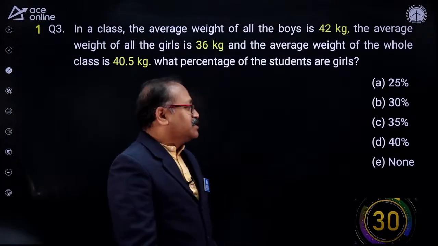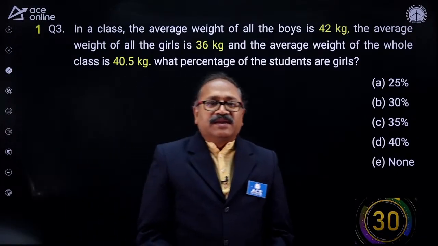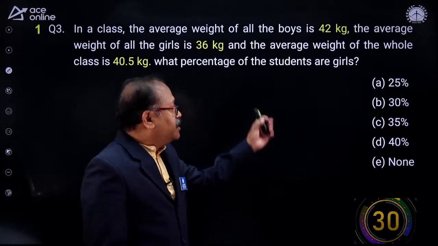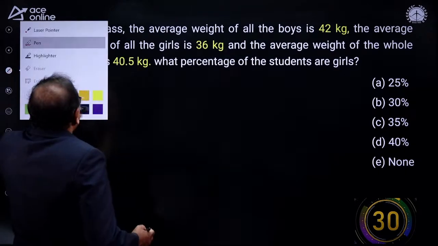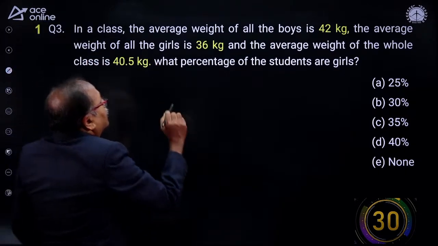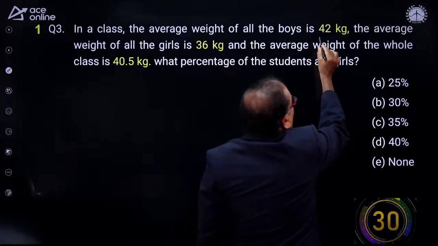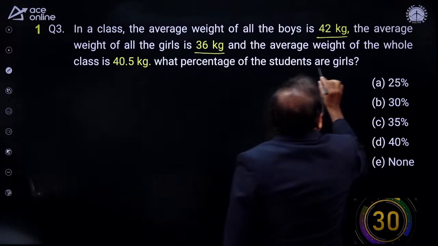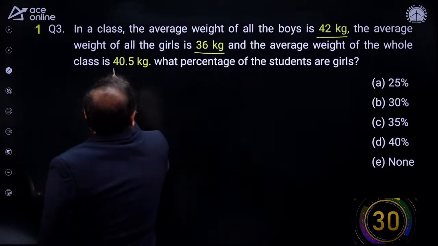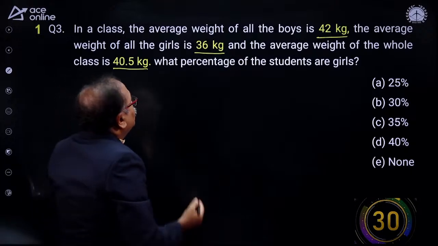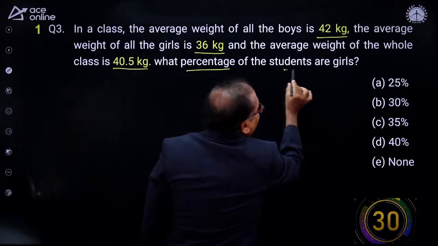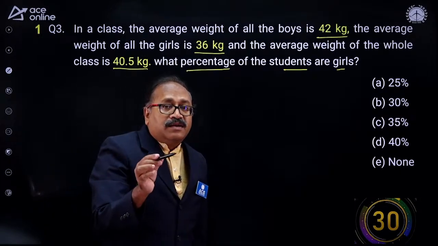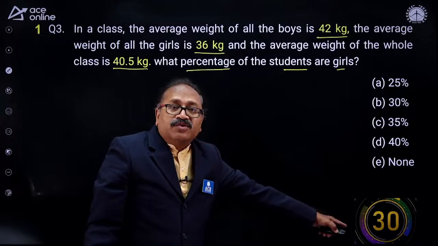So moving straightaway to the subject today, today's topic is average, alligation, mixture. The very first question is on the board here. In a class, the average weight of all the boys is 42 kg, and the average weight of all the girls is 36 kg, and the average weight of the whole class, that means all students, is 40.5 kg. Your question is, what percentage of students are girls? Your time starts now, 30 seconds.